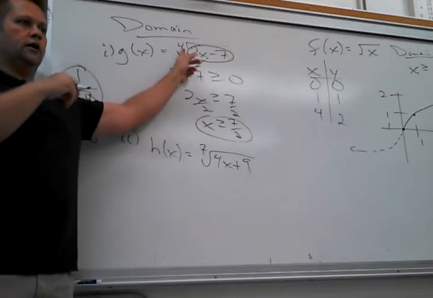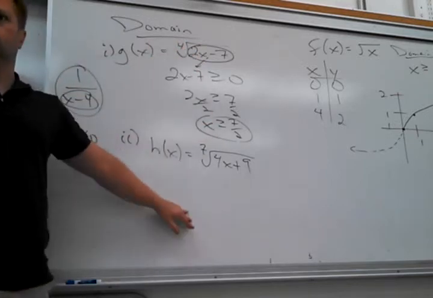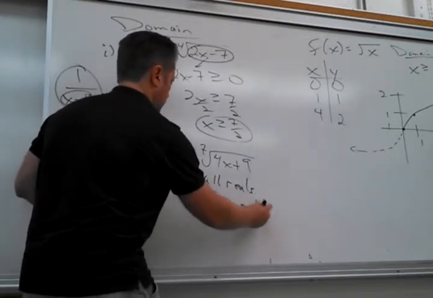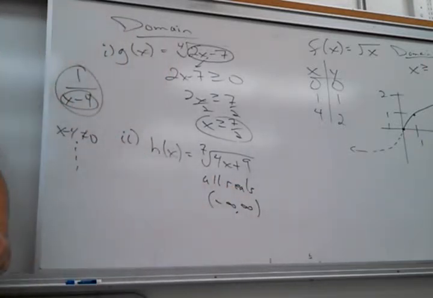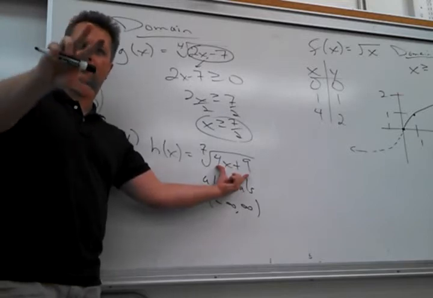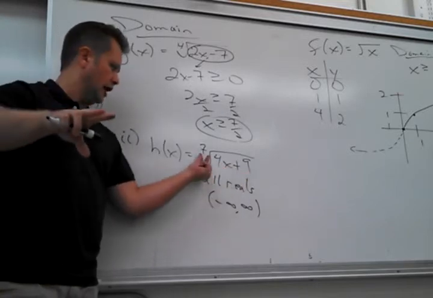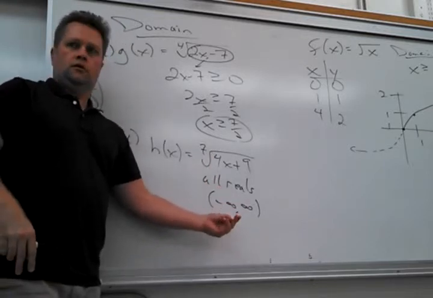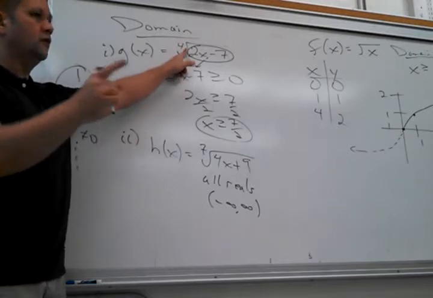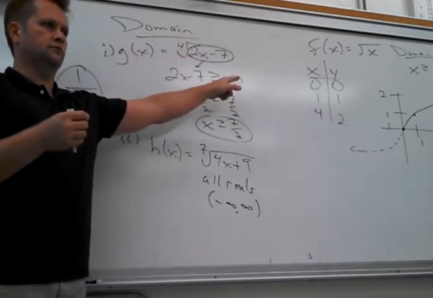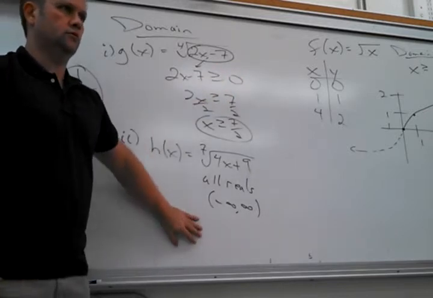If it's an even root, right? If it's an odd root, that'd be an easy one. This would be all real numbers, or negative infinity up to infinity. Yes, if it's an odd root and the inside has no problems of its own, the odd root has no problems of its own, so it would be all reals. And if it's an even root, then the inside has to be at least 0. It can't be less than 0.